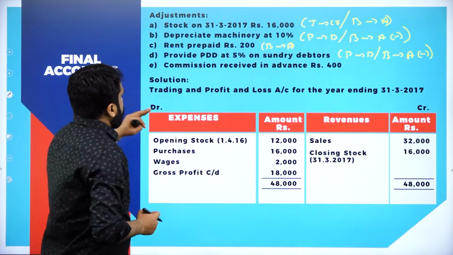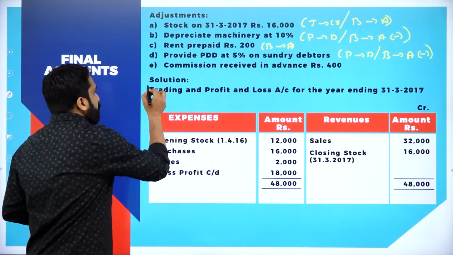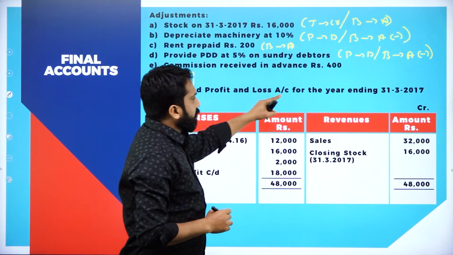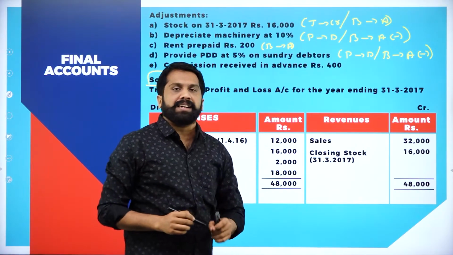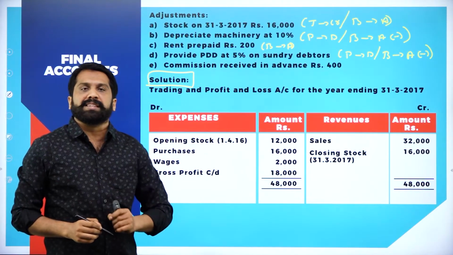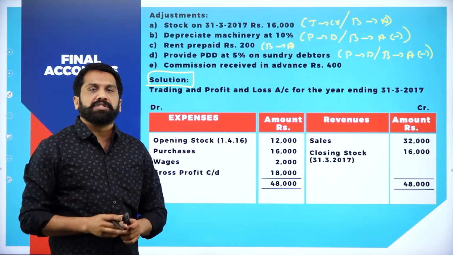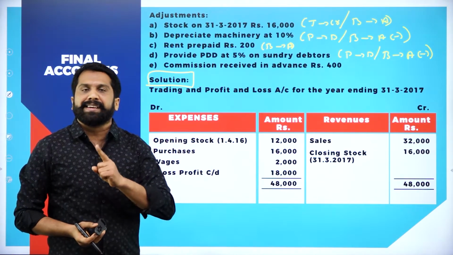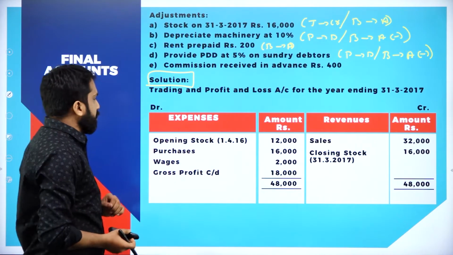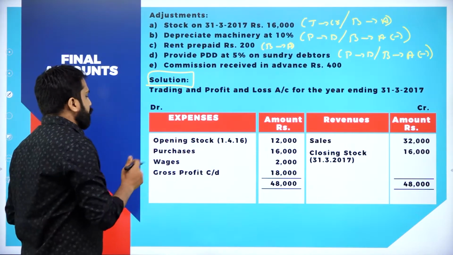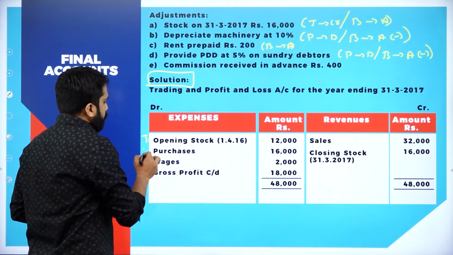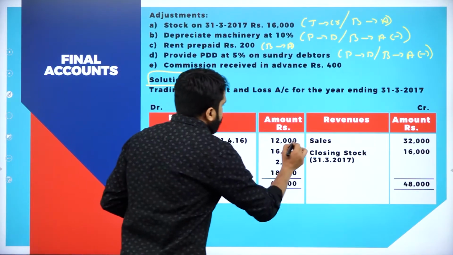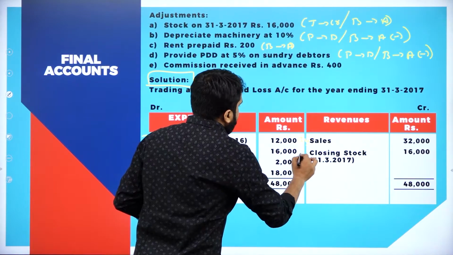Now, we'll go for the answer. Your solution. Trading and profit and loss account for the year ended 31st March 2017. That is the first thing. Before you start your problem, you have to write the heading. Now, once it is done, all your debit side should start with 'To'. All your credit items will be 'By'.